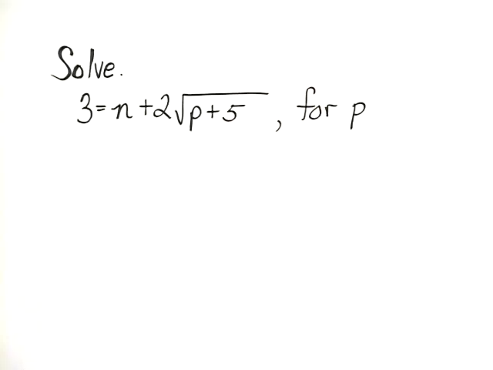In this next set of questions, we'll be looking at solving a formula for a letter. Solve 3 = n + 2√(p + 5) for p.